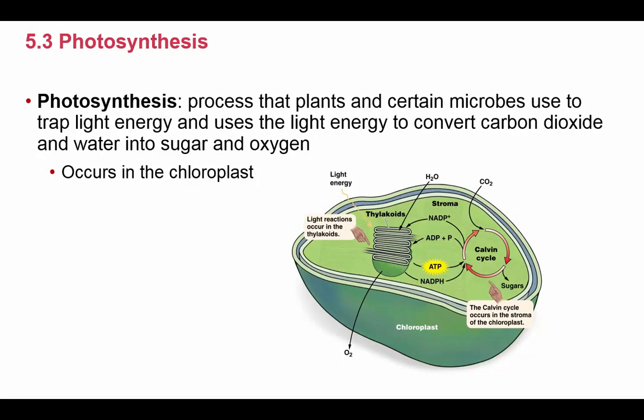Now, what is photosynthesis? A good definition is a process that plants and certain microbes, like bacteria, use to trap light energy, and they use that light energy they trap to convert carbon dioxide and water into sugar and oxygen. So it's a process that transforms solar energy into chemical energy, and all of this happens in the chloroplast.